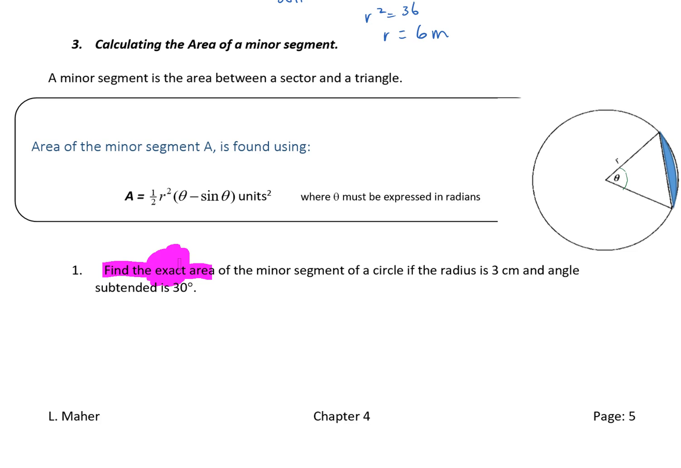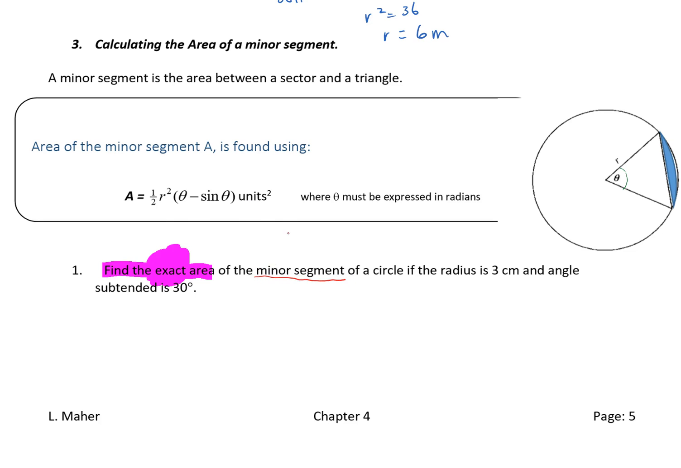What comes to mind when you see the word exact? Sorts of things that come to mind are, well, we won't be going to the calculator. We would leave any square root in our solution. We would leave pi in our solution. So that's probably about it. Let's move on. So find the exact area of the minor segment.